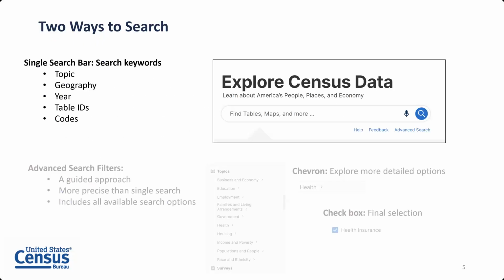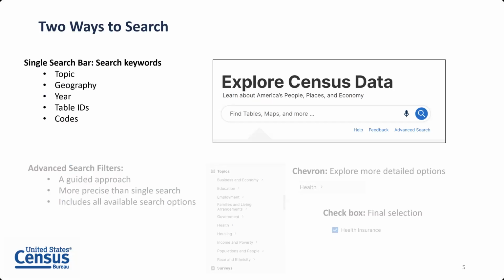So going into the site, we want to make sure that you all are familiar with the core concept. There are two ways that you can go about doing searches on data.census.gov. I'm going to show you the single search bar first. I like to try it out really quickly to see if I can find an answer to my data question.